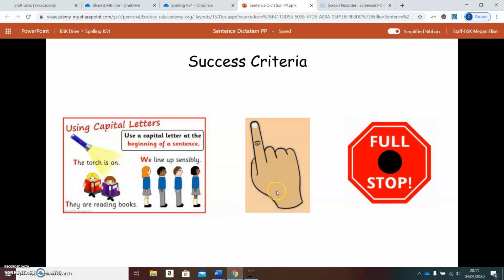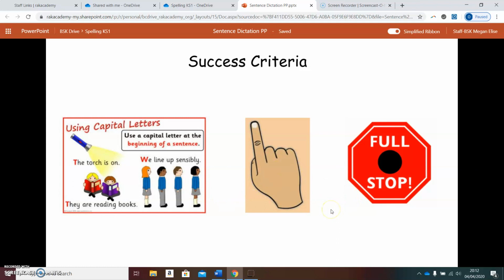Then we need to remember our finger spaces. After every word, we put a finger space. We would write the, then a finger space, cat, then a finger space, and so on. And then at the end of our sentences, very important to say that we've stopped, we need to put a full stop at the end of our sentences. These are the 3 things you need to remember when you're writing your sentences.